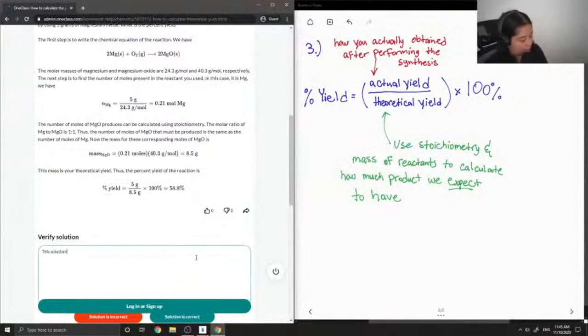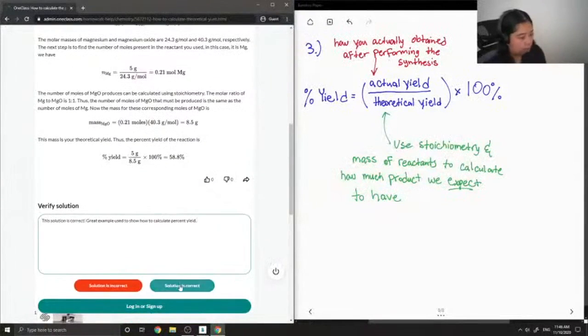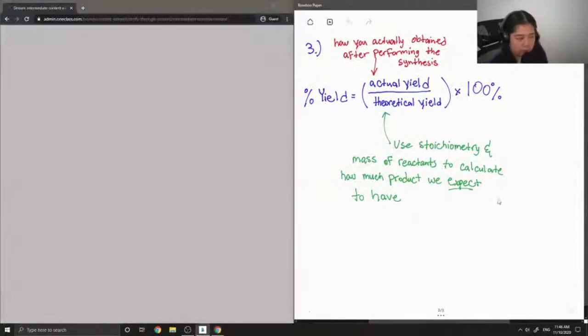And this solution is correct. I'm gonna give credit, or just say that it was a good example. Okay, so now we can move on to question number 4.